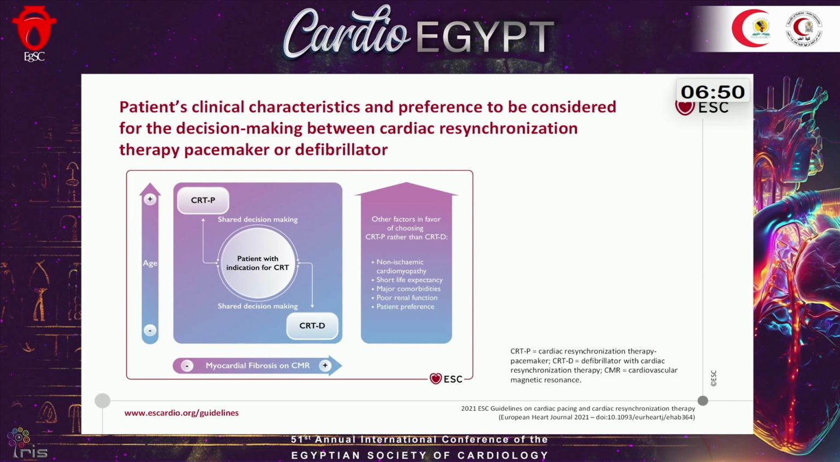If we go back to the guideline, for a patient with an indication of CRT, you should decide CRTP or CRTD. One axis is myocardial fibrosis, the other axis is age, and there are a couple of points that could be factors favoring CRTP rather than CRTD.